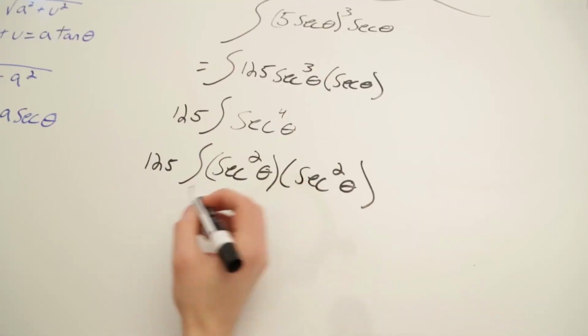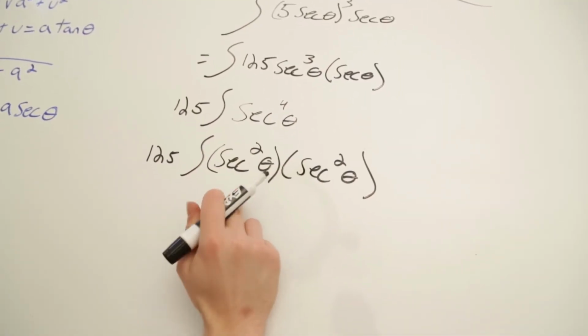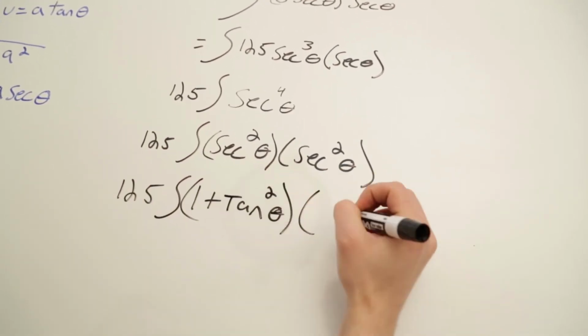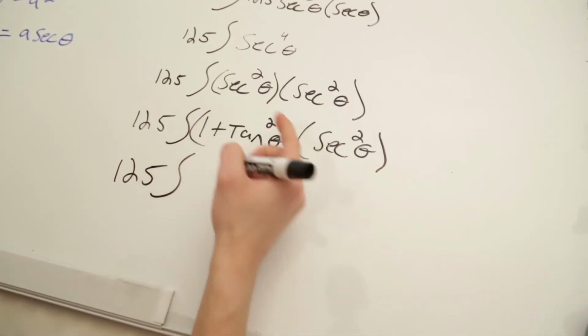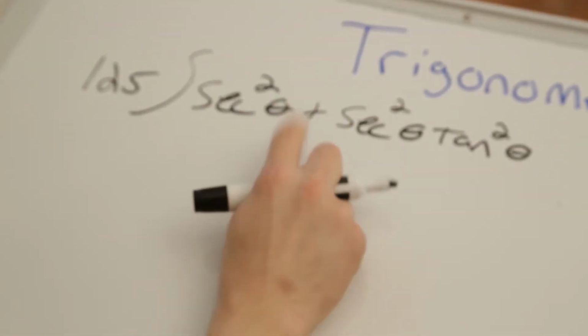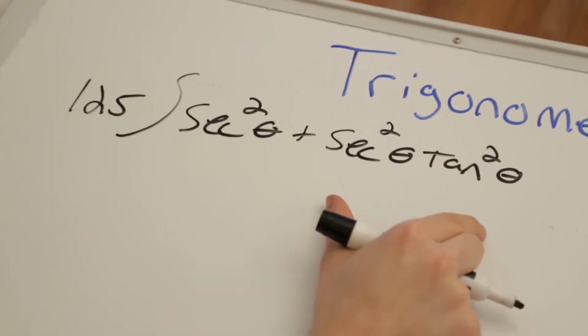Let's split this up into secant squared times secant squared, because we know secant squared equals 1 plus tan squared, and I think that's gonna help us solve this integral. All right, so we split it up. Now let's rewrite one of these as 1 plus tan squared theta. And now we are going to distribute the secant squared theta. So now that we have this plus sign, we can evaluate these as two separate integrals.